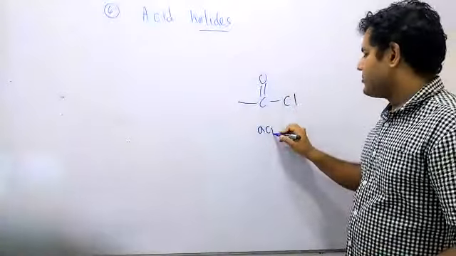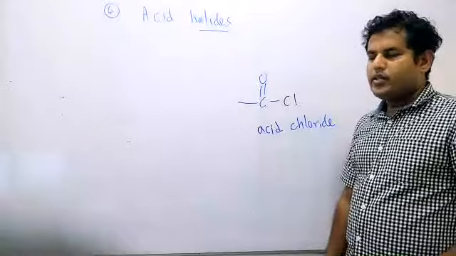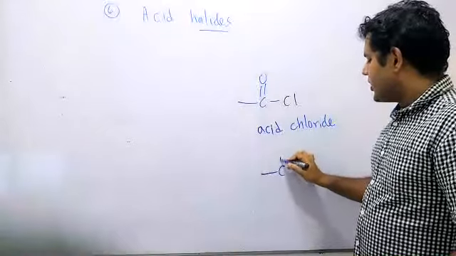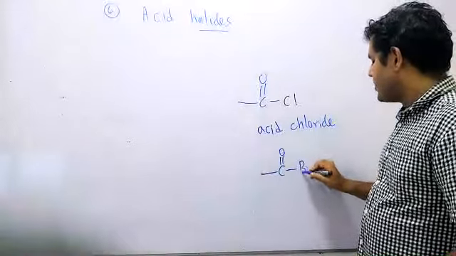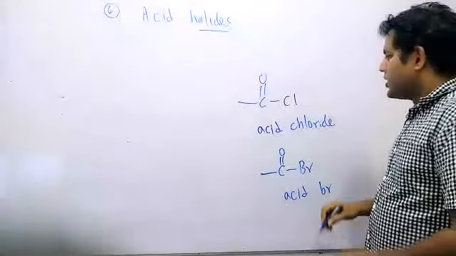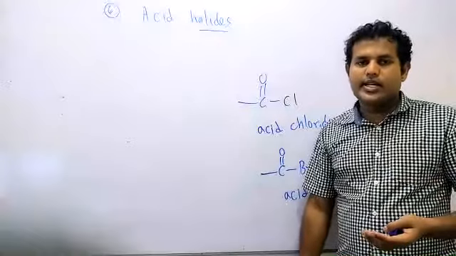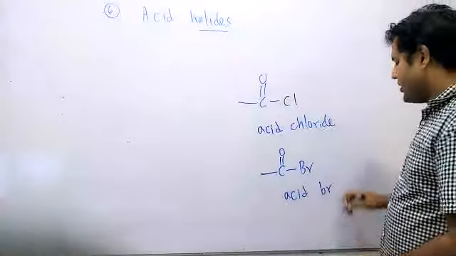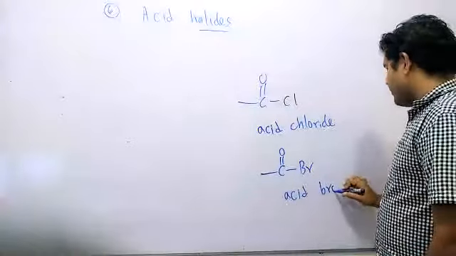Acid chloride. Or you get COBr, that's called acid bromide. Because it is derived from an acid, a carboxylic acid. That's why the term acid is there. Acid bromide.